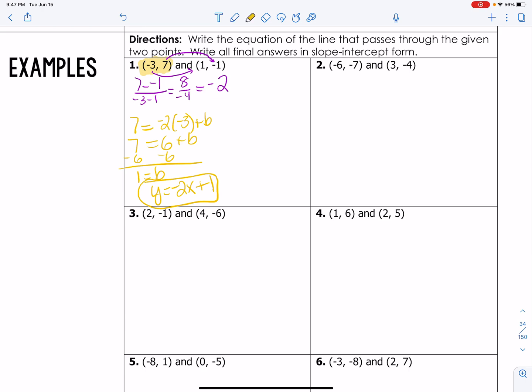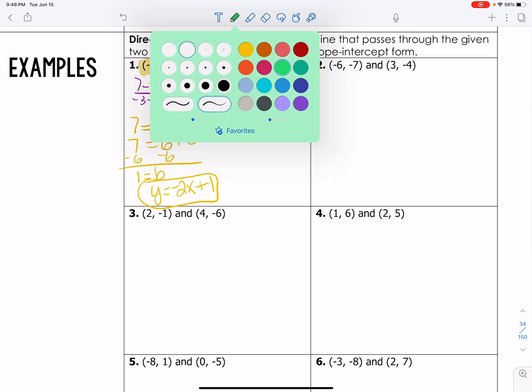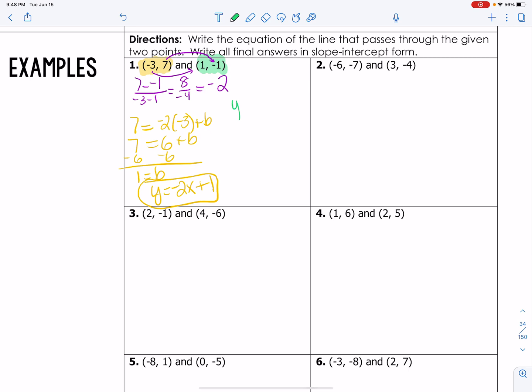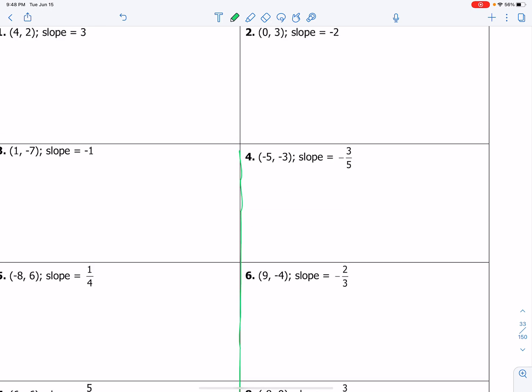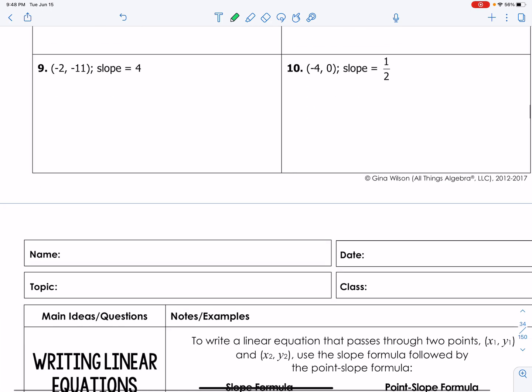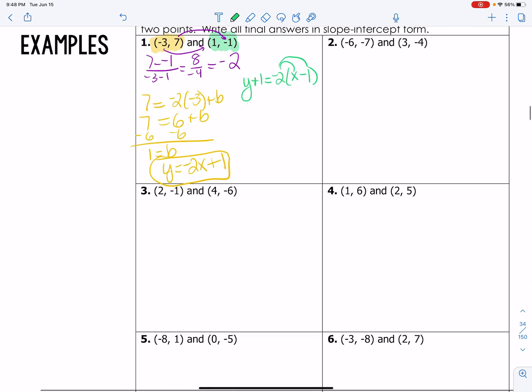The other thing that I can do is I can use this point, and so I can do y minus the y value equals m times x minus the x value. So I multiply it in, and I get y plus 1 equals negative 2x plus 2. I subtract 1, and I get y equals negative 2x plus 1. Again, I don't care what method you use, I got the same answer.